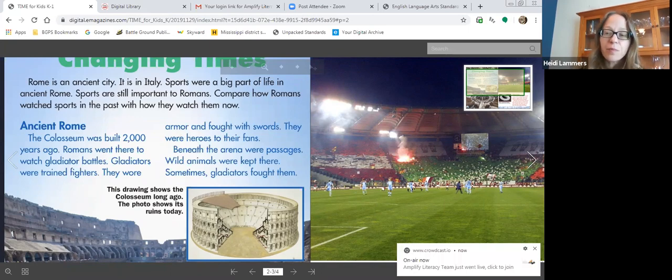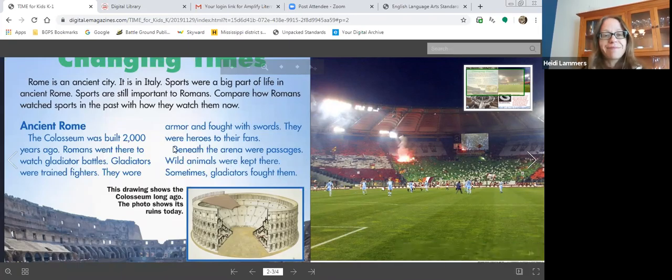Armor is protective suiting. So like on their chest, they had something made with metal. That was their armor, and it protected them from getting very hurt. To make another comparison, now kids that play physical sports like this wear padding, knee pads, elbow pads, helmets. That's their armor. It's not made of metal, but it still protects them. Okay, and they keep reading. They were heroes to their fans.